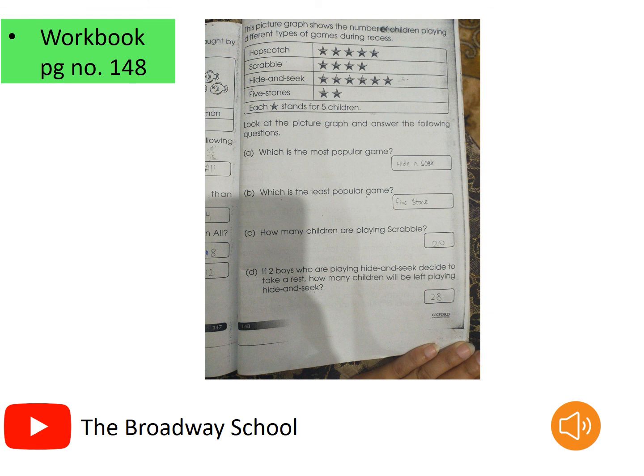Part D. If two boys who are playing hide and seek decide to take a rest, how many children will be left playing hide and seek? Okay. For hide and seek, we have 6 stars. 6 multiplied by 5 is equal to 30, and two boys are going to take a rest. So what we will do, 30 minus 2 is equal to 28. So part D answer will be 28.